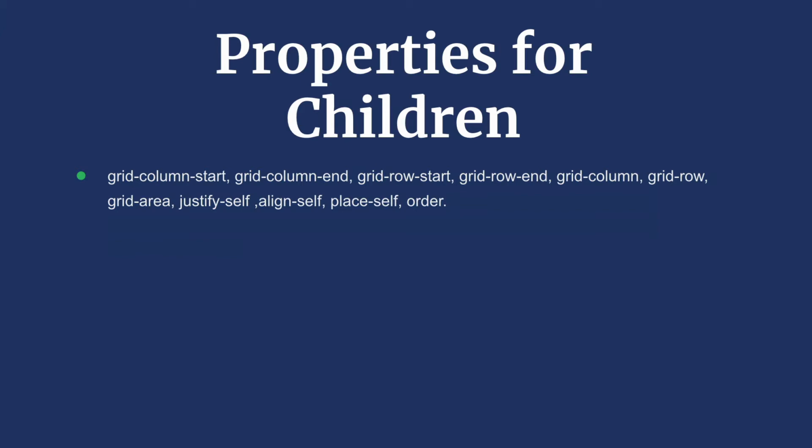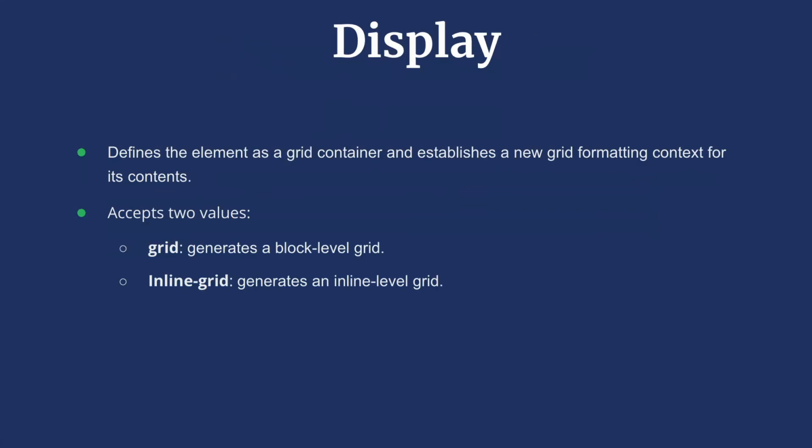So we will start with the properties for the parent, that is the grid container. The very first property for the parent is the display property. We have already seen this display property earlier in our first video. The display property defines the element as a grid container and establishes a new grid formatting context for its content, and it accepts two values: grid generates a block level grid and inline grid generates an inline level grid. Similar to the flex, you know what a flex value will do for the display property and what the inline flex will do. So similarly here we have grid and inline grid.